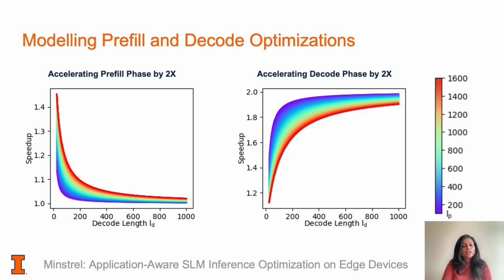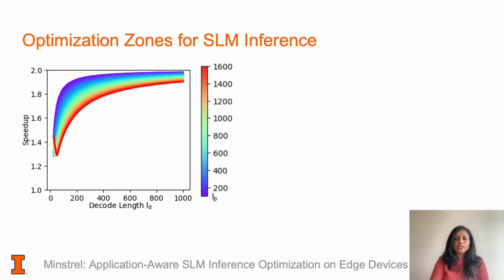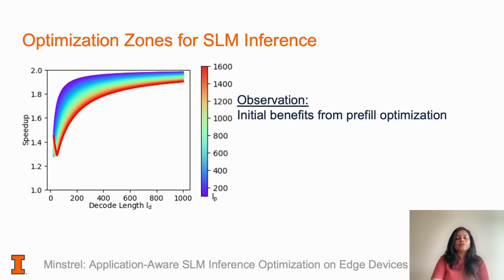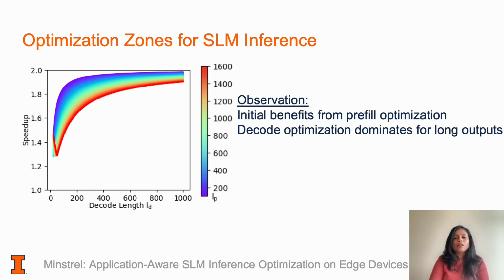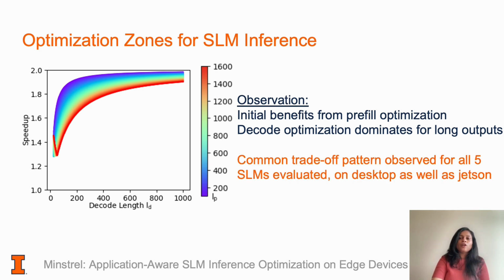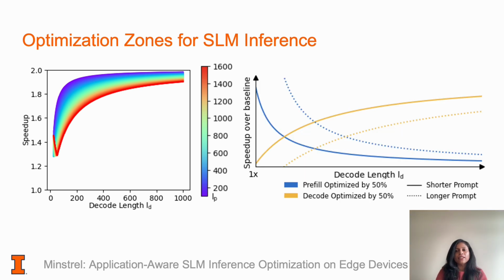But can we find a predictable pattern here? If we were to take the maximum benefit observed by optimizing prefill and decode and plot them together, we observe this trend where for shorter decode lengths, there is some benefit from optimizing prefill, but after a certain decode length, decode optimizations dominate. We observe this trade-off pattern for all 5 SLMs evaluated on both the desktop as well as the Jetson. We can simplify this trade-off as in the plot shown on the right.